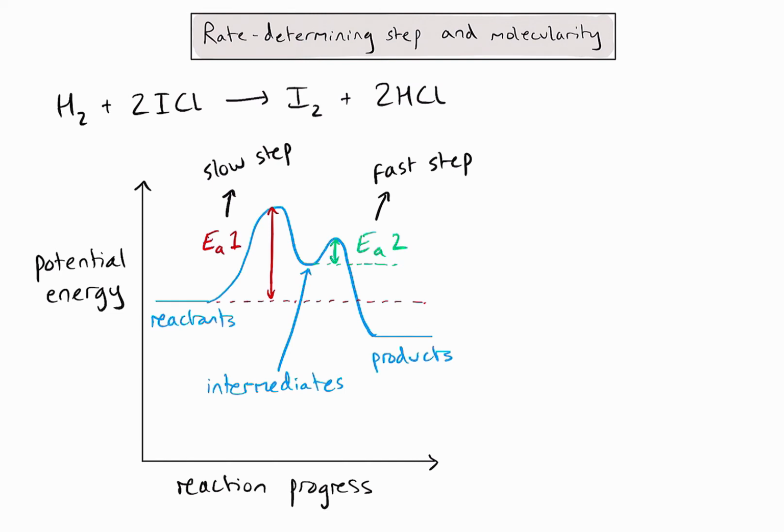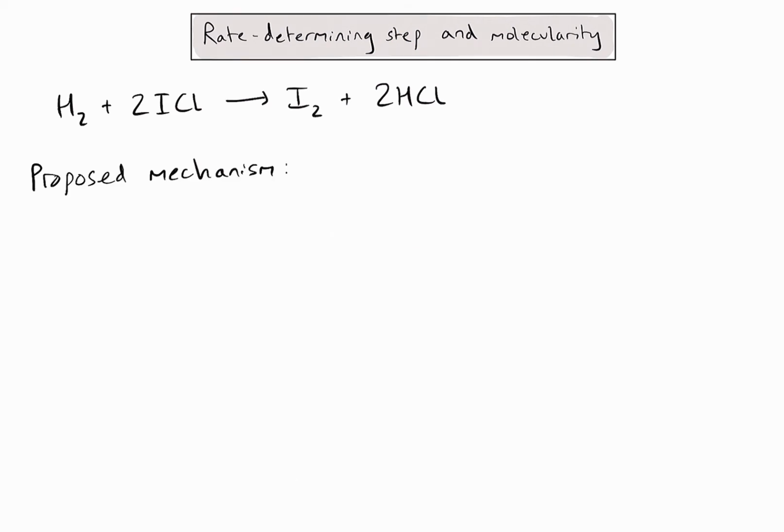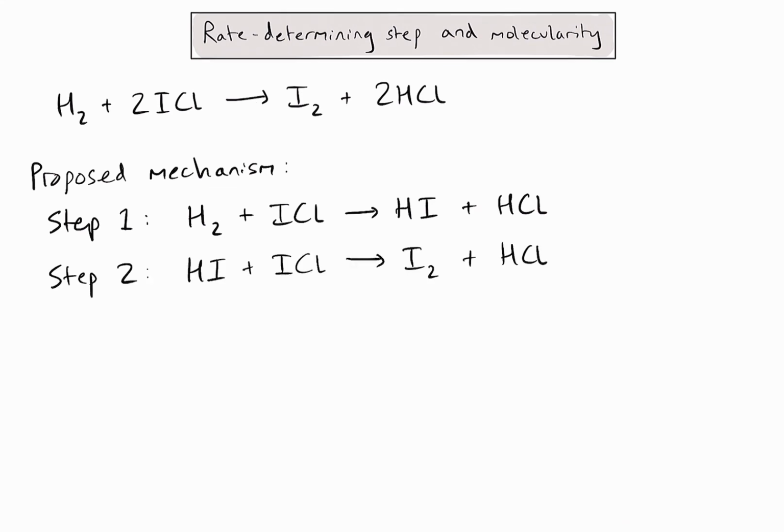So if I'm interested in working out what affects the rate of reaction most heavily, it's always going to be the things involved in my slow step, because comparatively, the fast step is going to have very little impact on the rate. Let's now propose a two-step mechanism for the reaction in question. Step 1 involves a molecule of hydrogen and a molecule of iodine chloride. And step 2 involves one of my intermediate molecules, hydrogen iodide, bumping into another reactant molecule, iodine chloride.